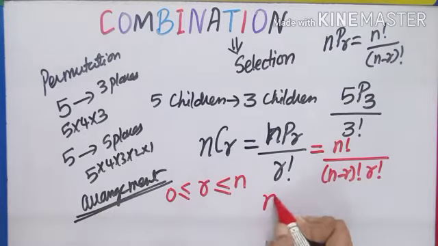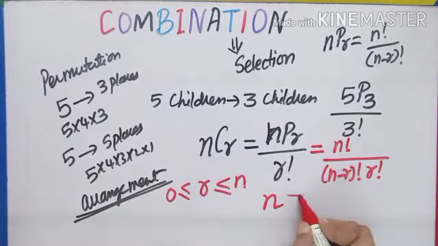What will you say about n? If there is something in front of you only, you can select. So, n should be more than or equal to 1.